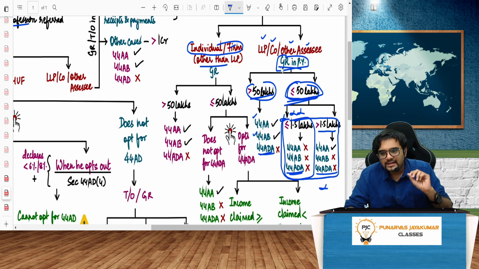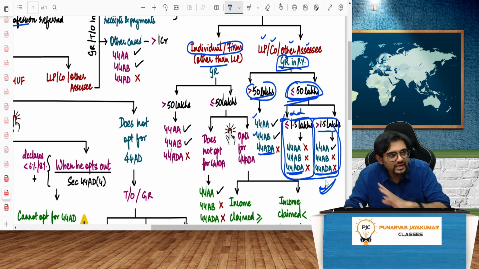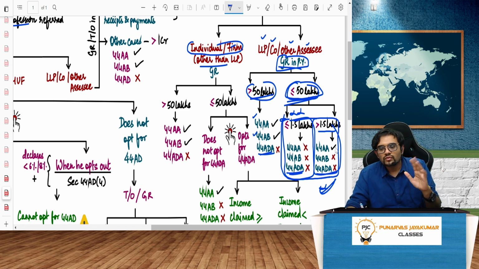So, hold on. LLP, company, other SSE, gross receipts in previous year more than 50 lakh, 44ADA will anyway not come. I told you why. 44A and AB will come. If it is less than or equal to 50 lakh, if you just want to stick to this right hand column, you can stick to the right hand column and close it. What will happen? I'll tell you.